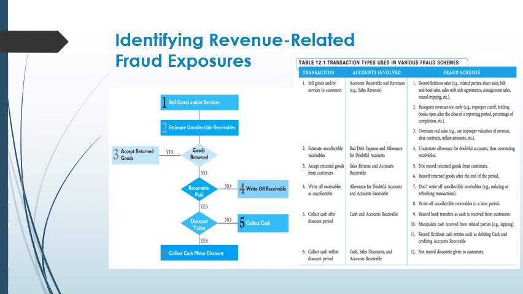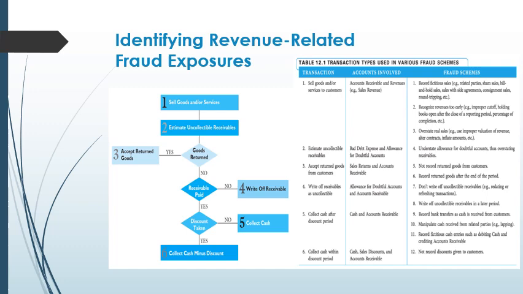Next is the accepted return goods from customers, which could affect the sales returns and accounts receivable, and the frauds involved in this include not recording return goods from customers or recording return goods at the end of the period or after the end of the period. The next would be to write off receivables as uncollectible. This would affect the allowance for doubtful accounts and accounts receivable. And the fraud in here would be to not write off the uncollectible receivables or write off the uncollectible receivable in a later period. The next transaction is to collect cash after the discount period.